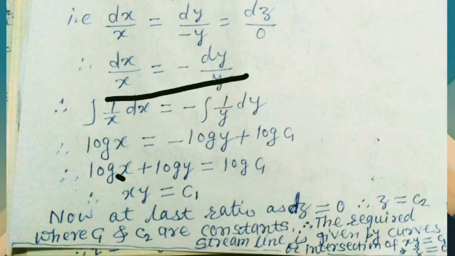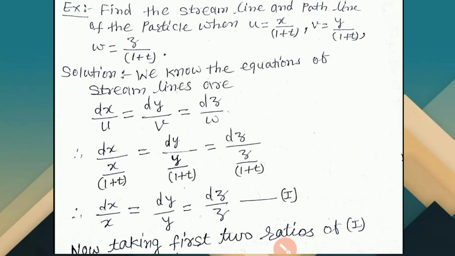Now the last ratio: dz is equal to 0. If we integrate this, we get z is equal to the integration constant c2, where c1 and c2 are constants. Therefore the required streamline is given by the curves, or intersection, of xy is equal to c1 and z is equal to c2. Now we will see another example.